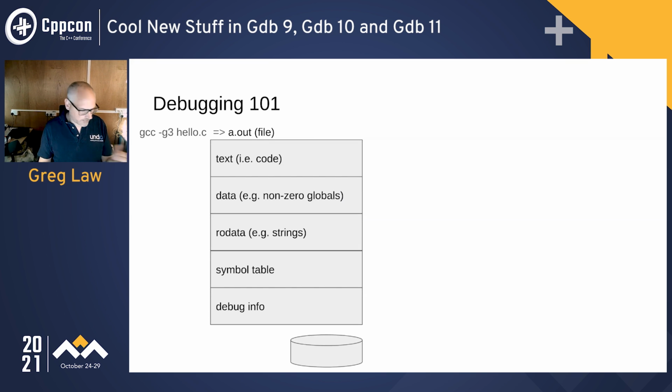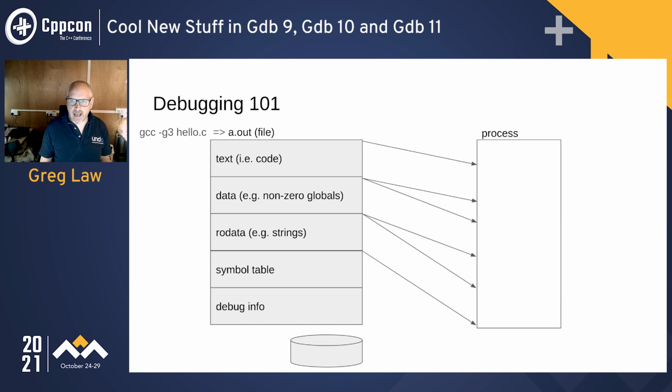It's a file that lives on disk, and when I run this, a whole bunch of these sections get mapped. A process gets created, it's now virtual memory, and a bunch of these sections from the executable file get mapped into that process's address space, along with some other maps for heap and stack and BSS and whatever.